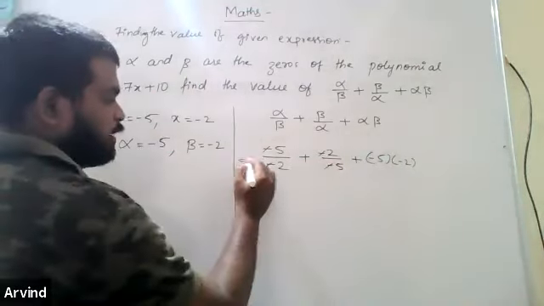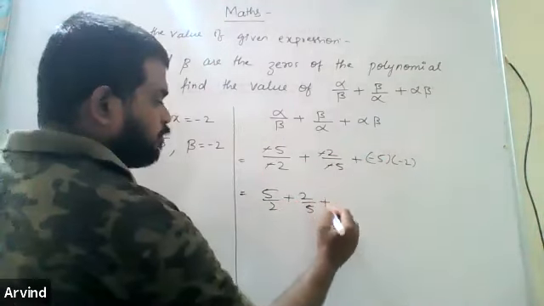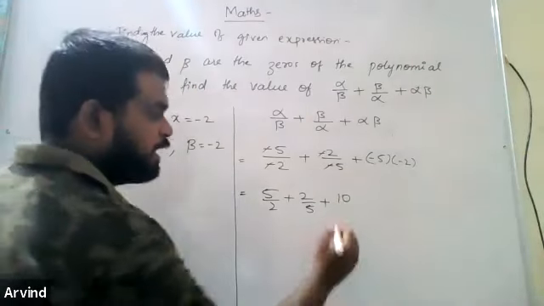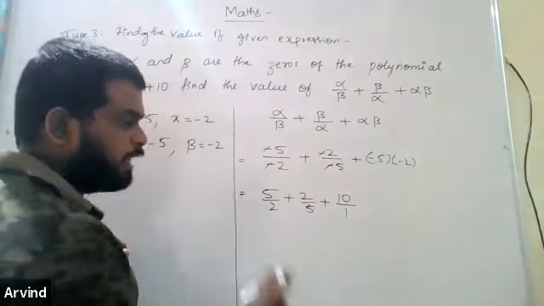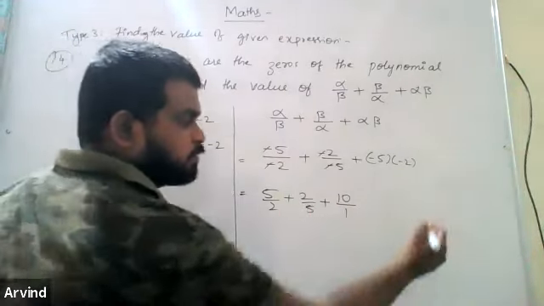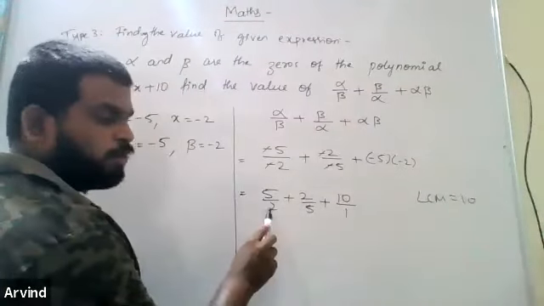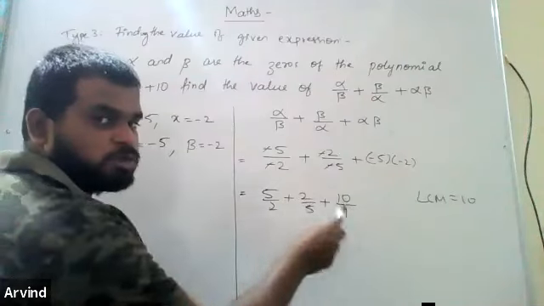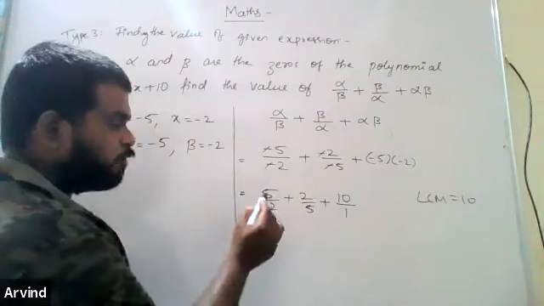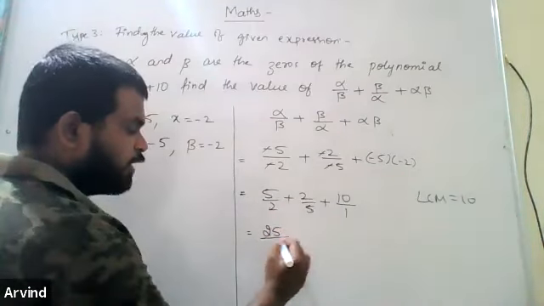So simply you can write it as 5 by 2 plus 2 by 5 plus 5 2s are 10. This 10 can be written as 10 by 1. Take the LCM of all the three. The LCM of 2, 5, 1 is 10. So the denominator should be 10. This should also become 10. This should also become 10. What should I do? Multiply by 5 for numerator and denominator. So 5 5s are 25, 5 2s are 10.